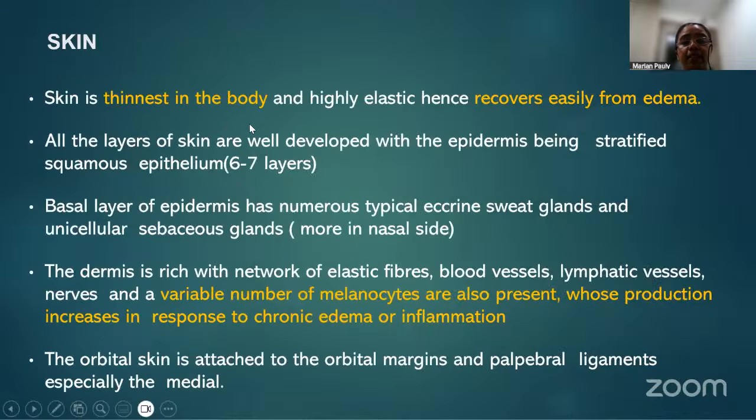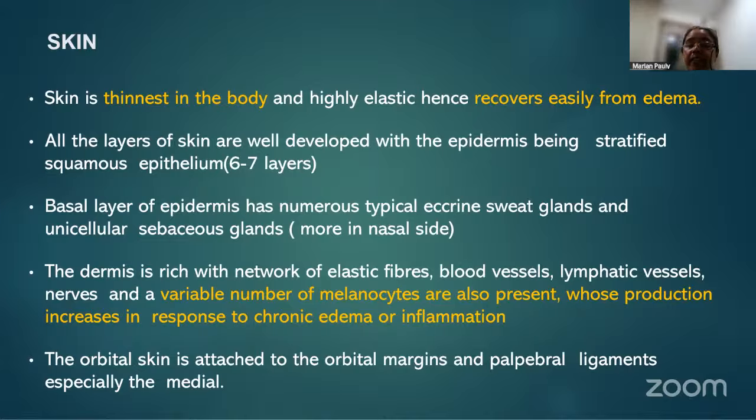Skin is the thinnest in the body and highly elastic. It becomes edematous very fast and similarly recovers easily from edema. All layers of skin are well developed, with the epidermis being stratified squamous epithelium. The basal layer of epidermis has numerous typical eccrine sweat glands and unicellular sebaceous glands. This is relevant as various sweat gland tumors, eccrine and apocrine tumors, can develop from the eyelid skin. The dermis is rich with a network of elastic fibers, blood vessels and lymphatics.